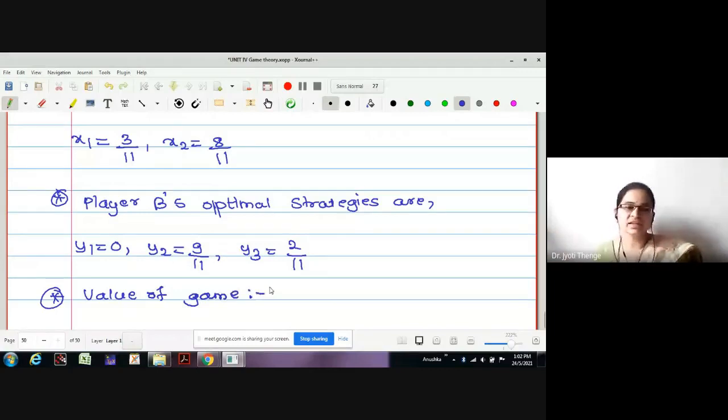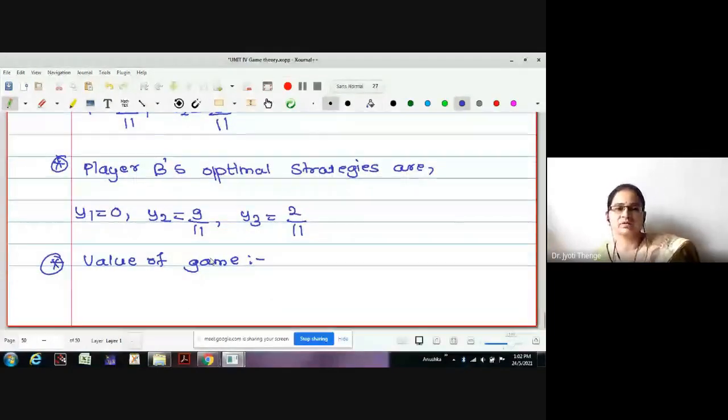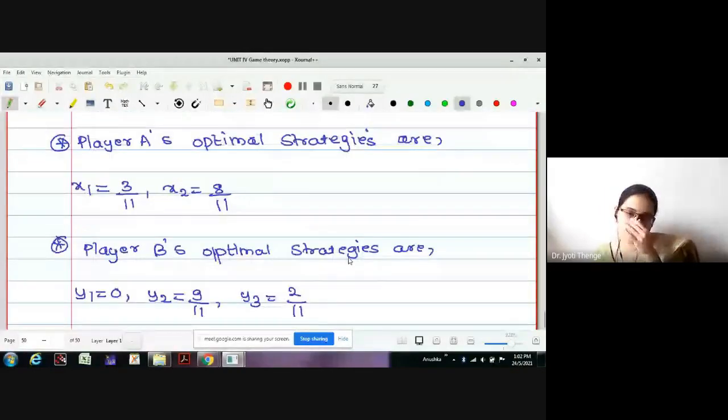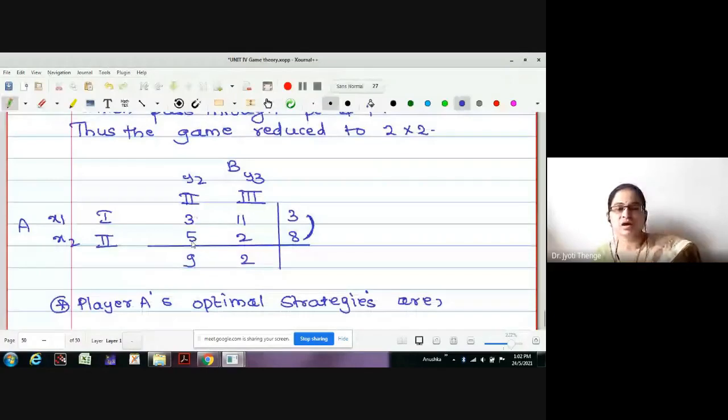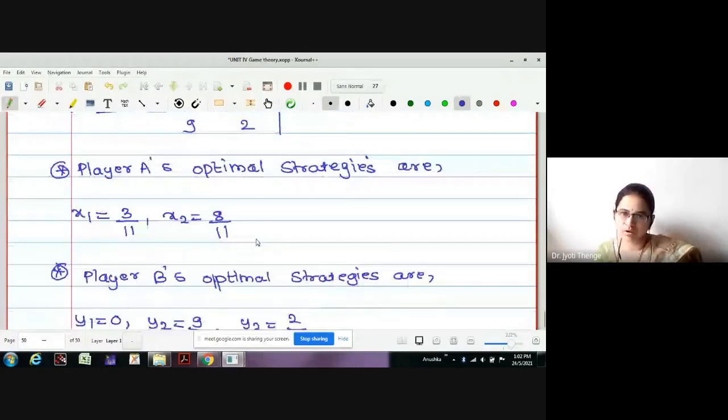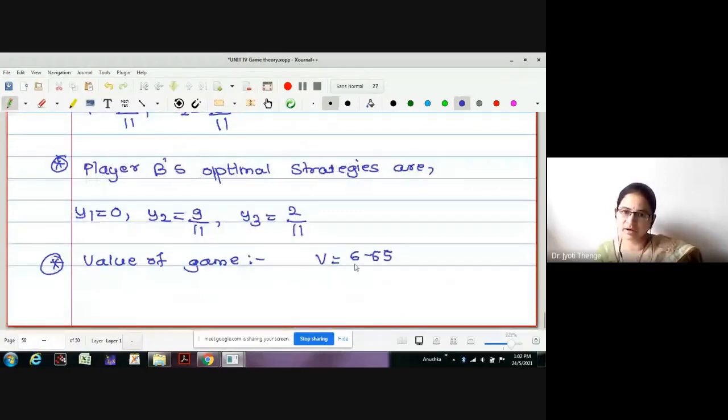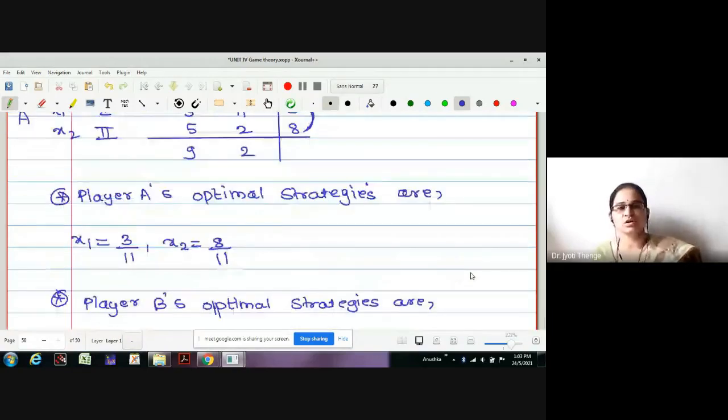Lastly, the value of the game. How were we finding the value of a game? This is finding the determinant value. What is the determinant? 3 into 2 is 6, minus 11 into 5, 55. So 6 minus 55 upon the same denominator, 11. Because this is minus 49 by 11, it is the value of the game. This is what the solution is.